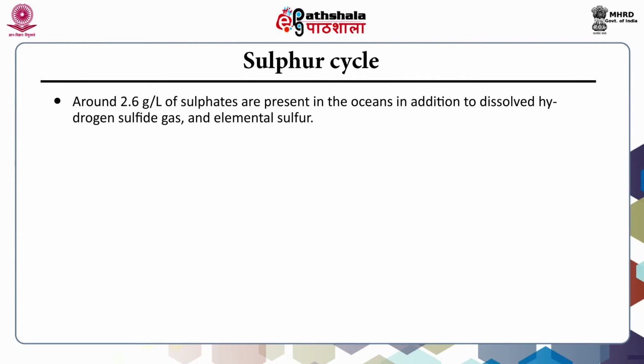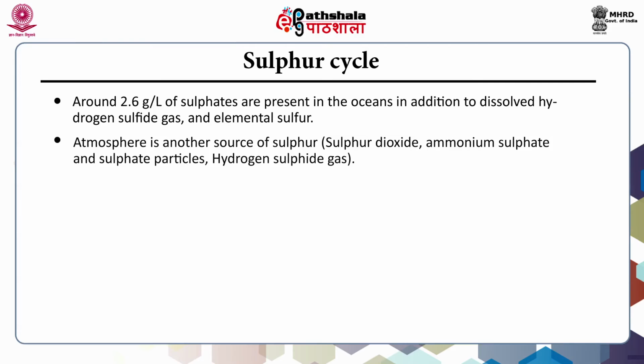Around 2.6 grams per liter of sulfates are present in oceans, in addition to dissolved hydrogen sulfide gas and elemental sulfur. The atmosphere is another source of sulfur, because a lot of oxides of sulfur, that is sulfur dioxide, ammonium sulphate and sulphate particles, and hydrogen sulfide gas are present in the atmosphere.